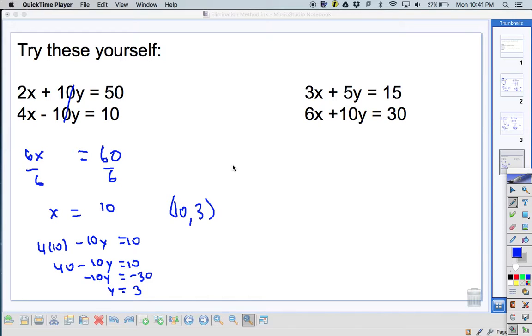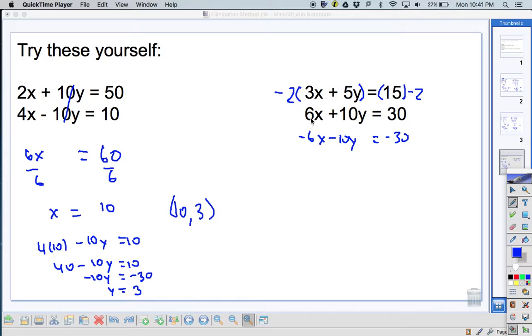Okay, on this one, I'm going to end up multiplying this top one by 2 to make this 3 into a 6. So let's multiply everything by, well, we'll make it negative 2 so we don't have to subtract later. So we got negative 2 times 3 is negative 6x. Negative 2 times 5 is negative 10y. And negative 2 times 15 is negative 30.